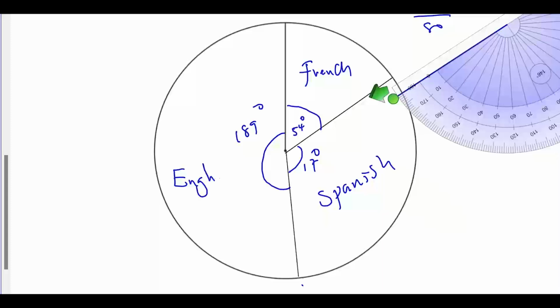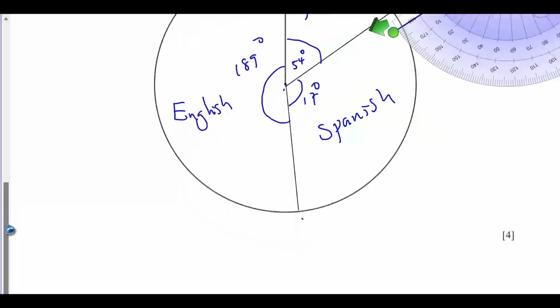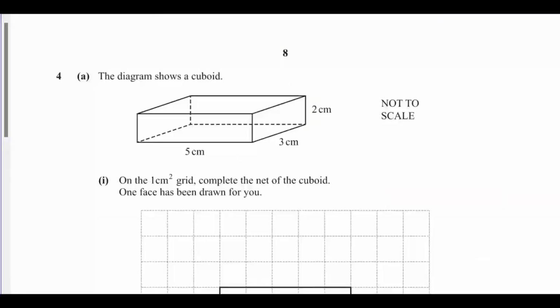So this is how you can complete this. And if you look at this very well, it's more than 180, because if you trace something like this here, this will be 180. And this one is the extra 9 degrees there. Okay, so that is how to complete that. So let's go to the next question. That will be question 4.